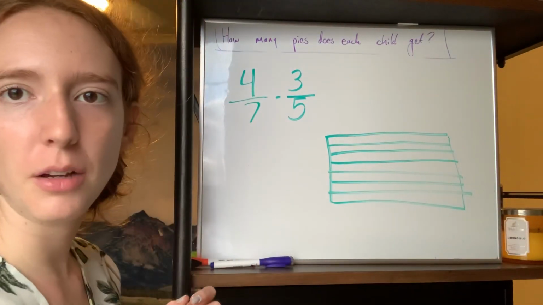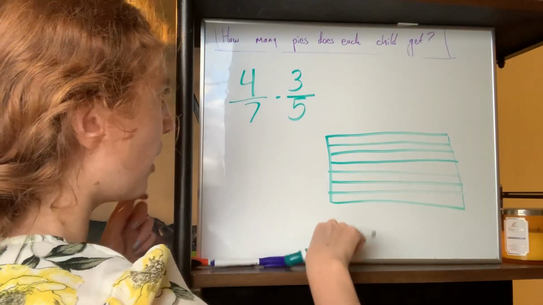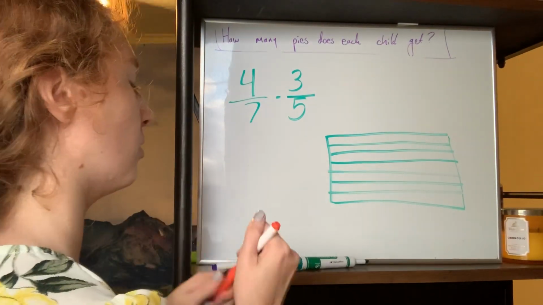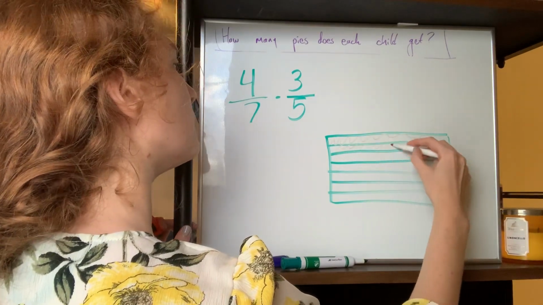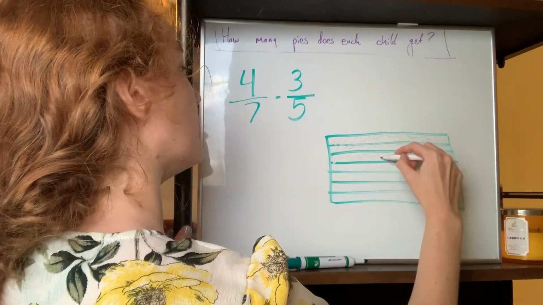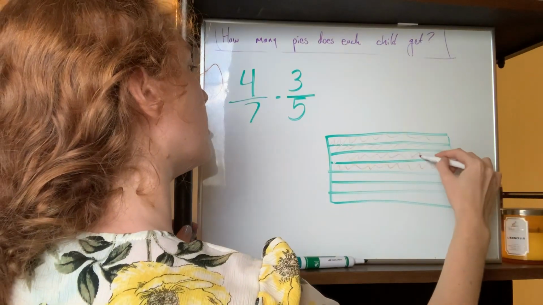And this should make a pretty well-spaced 7. Okay, and now I only have 4/7. So 1, 2, 3, 4. Okay.